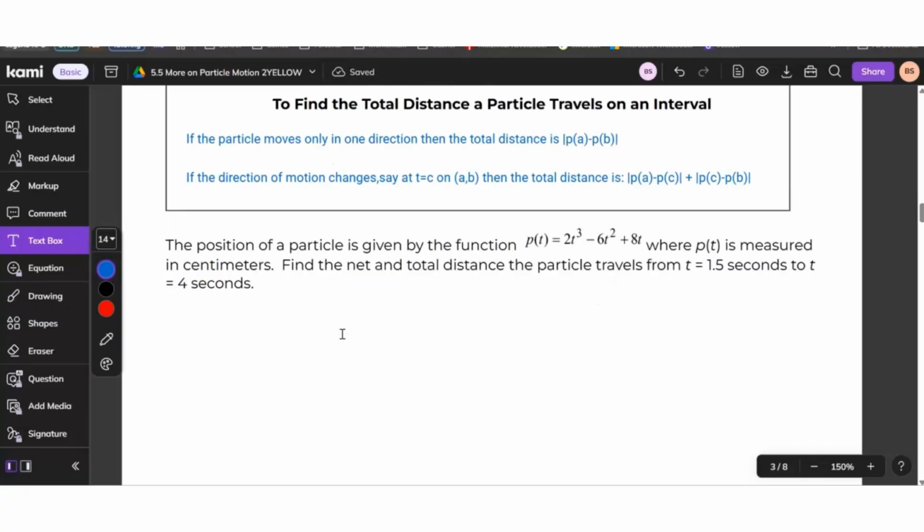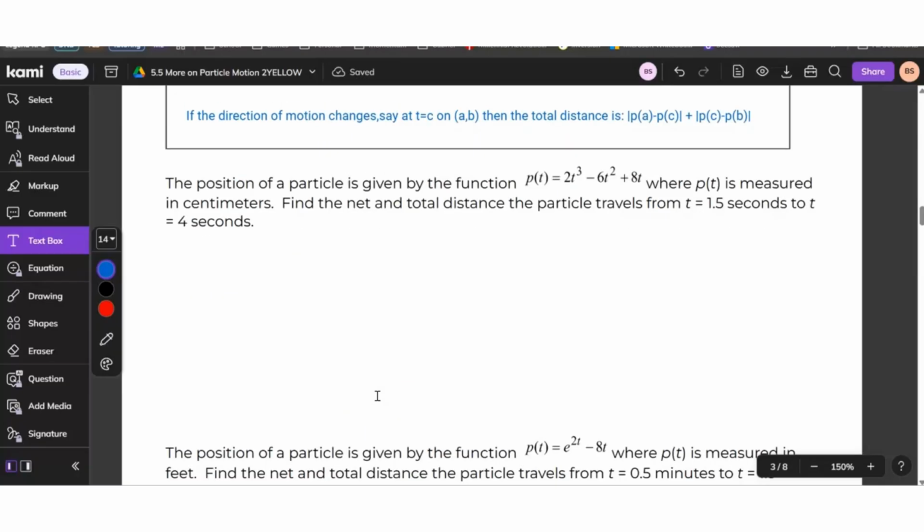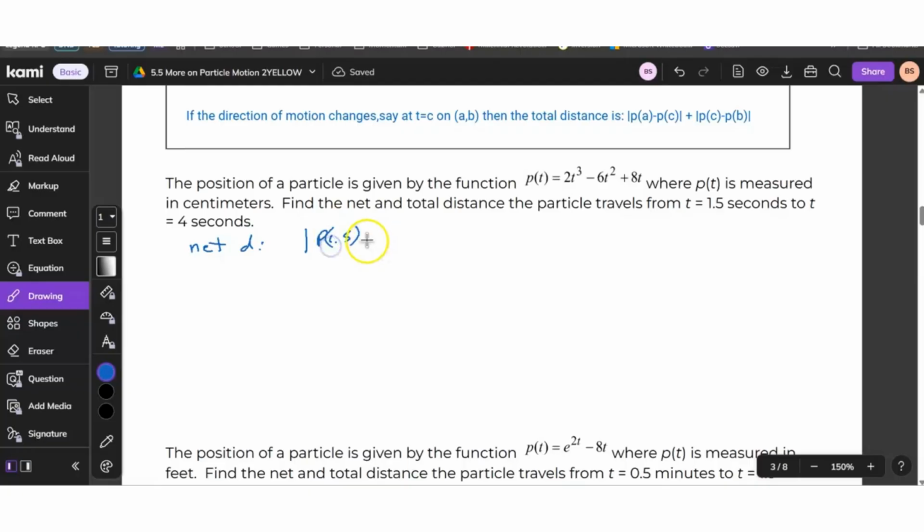All right, the position of a particle is given by the function P of t equals 2t cubed minus 6t squared plus 8t, where P of t is measured in centimeters. Find the net and total distance the particle travels from 1.5 to 4 seconds. All right. So the net is easy. In order to find our net D, we just go the absolute value of P of 1.5 minus P of 4. What is net D, the net distance?